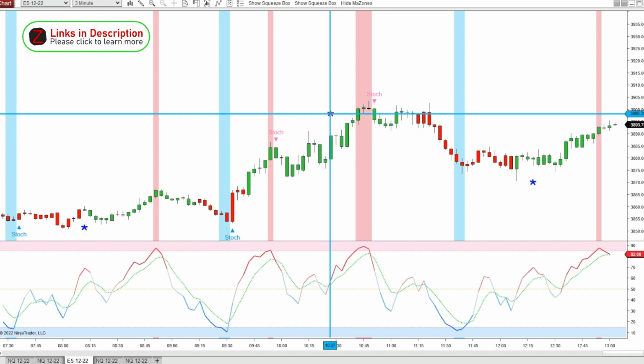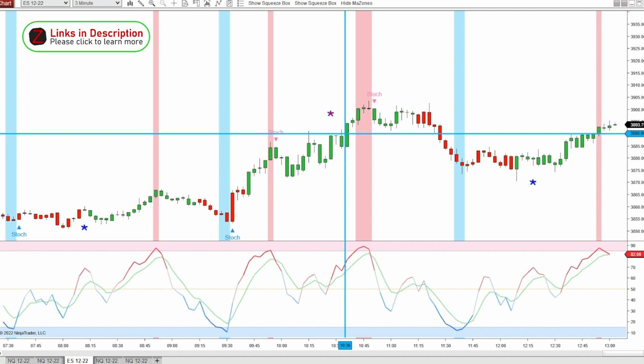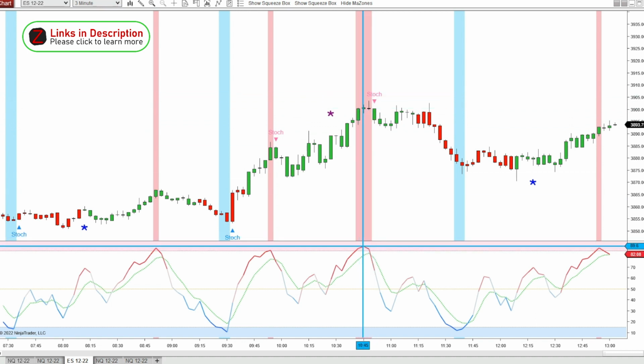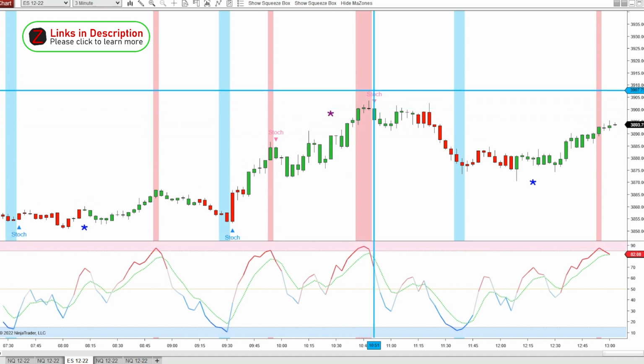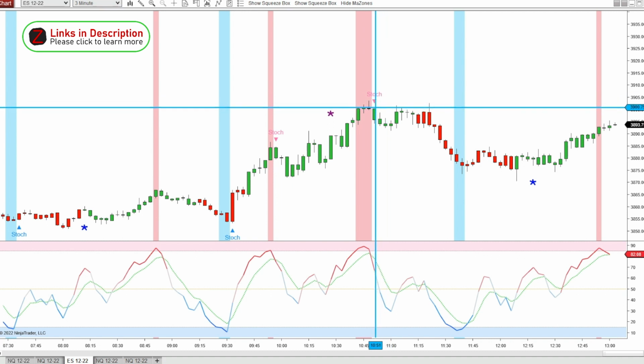And now we're getting some stochastic divergence here. Candles are still green. There's really not any confirmation that would make us want to enter in a short trade yet. But once we get up here, we're entering into overbought territory. We get a stochastic crossover to the downside here.